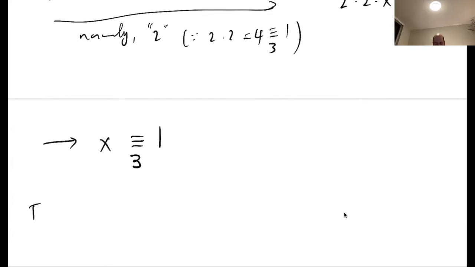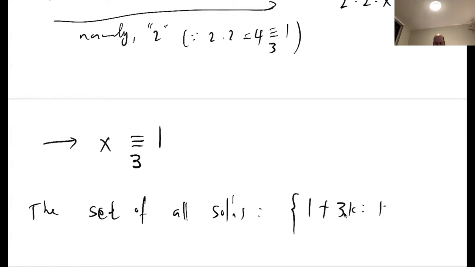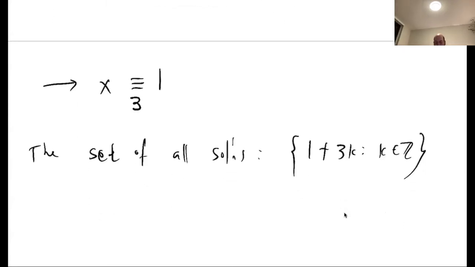So the set of all solutions is any number of the form 1 plus 3k, where k comes from Z, right? So x congruent 1 mod 3 means x is of the form 1 plus 3k. All right.